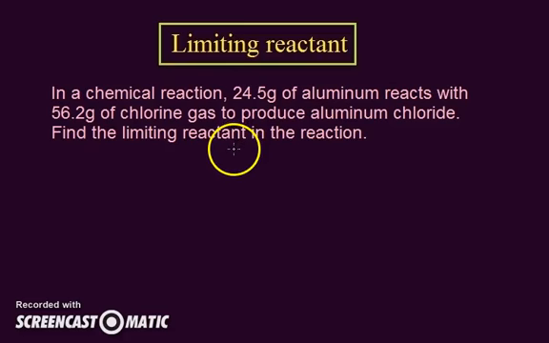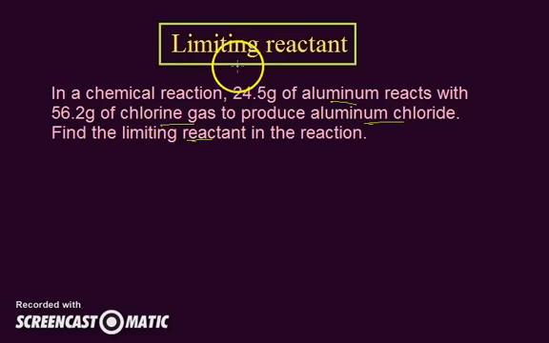In this session, I will discuss how to find the limiting reactant in a chemical reaction by another method. This is the problem given over here, and it states that in a chemical reaction, 24.5 gram of aluminum reacts with 56.2 gram chlorine gas to produce aluminum chloride. The question asks to find the limiting reactant in the reaction.